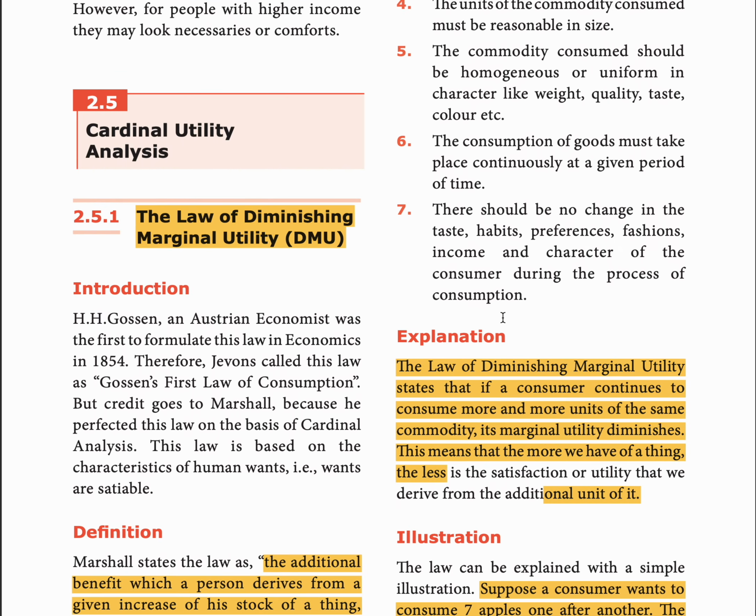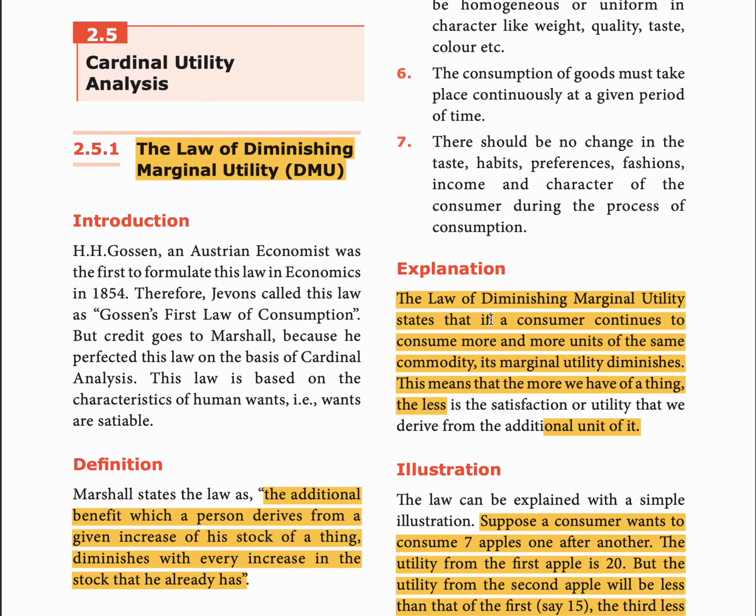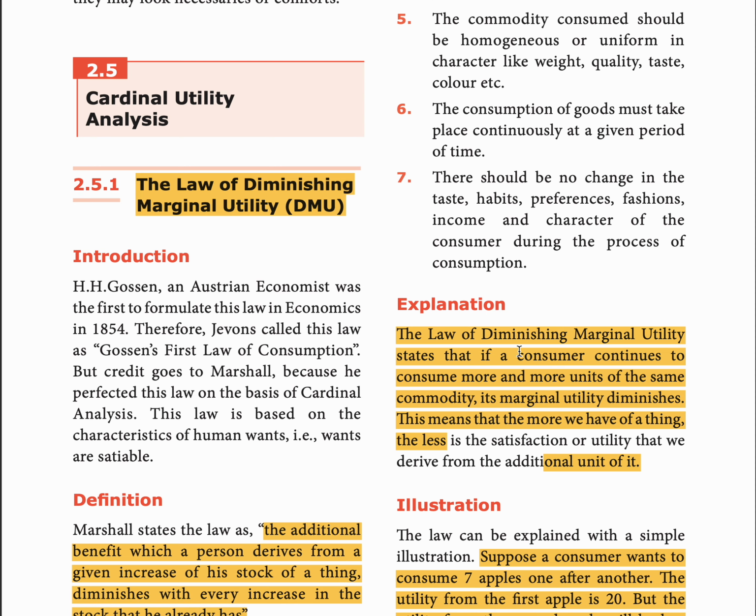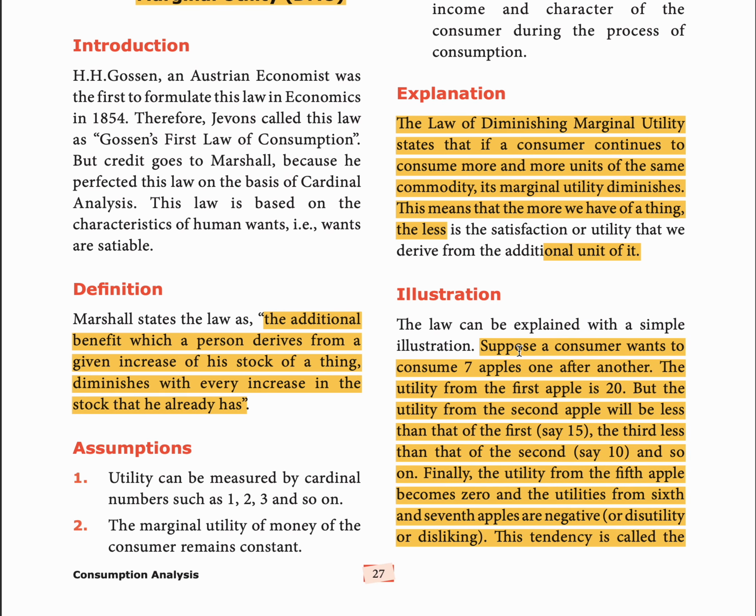Now friends, let's understand the explanation. The law of diminishing marginal utility states that if a consumer continues to consume more and more units of the same commodity, its marginal utility diminishes. This means that the more we have of a thing, the less the satisfaction or utility that we derive from the additional unit of it. Now let's understand it with the help of an illustration.